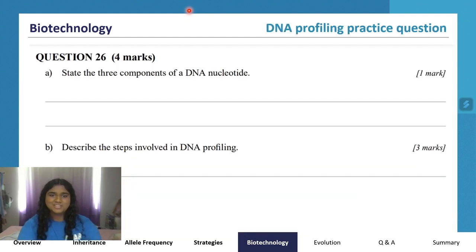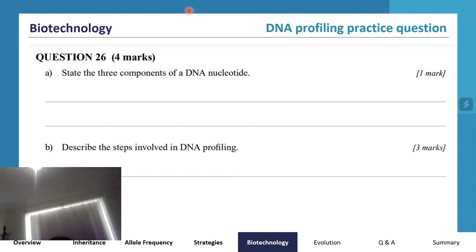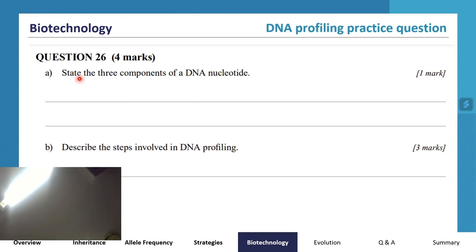Which brings us to this question. Now, DNA profiling came up in the 2021 exam, which is what I wanted to go through with you guys right now. It was in a short response question, so this is paper one. If you were asked to write the three components of a DNA nucleotide, this one is a unit three, like early topic one question. But a nucleotide has a sugar, which is deoxyribose sugar.